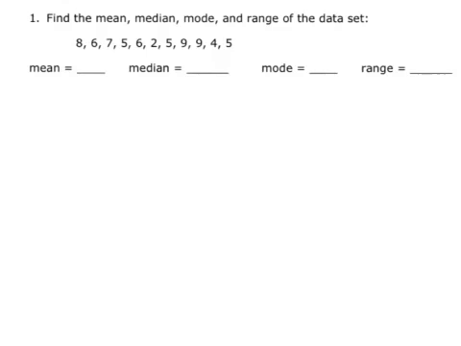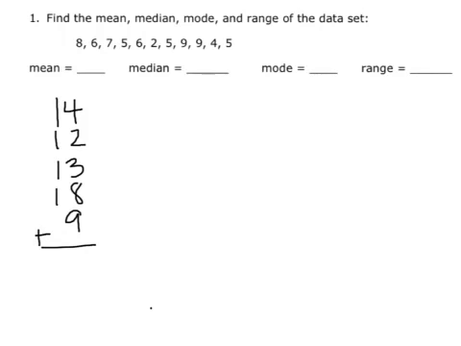So for example, 8 and 6 is 14. 7 and 5 is 12. 6 and 2 is 8, and 8 and 5 is 13, 9 and 9 is 18, and 5 and 4 is 9. One thing I would do is double check your answers. So 8 and 6, 14, 7 and 5 is 12, 6 and 2 is 8, 8 and 5 is 13, 9 and 9 is 18, and 4 and 5 is 9. So there we go. We've got all of our numbers.